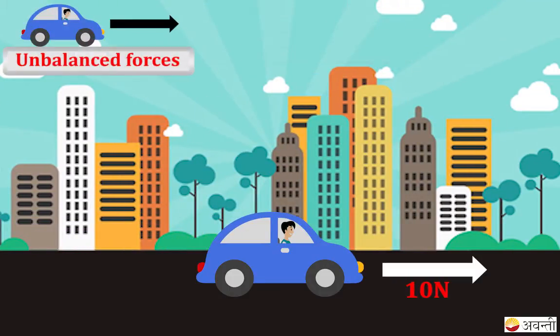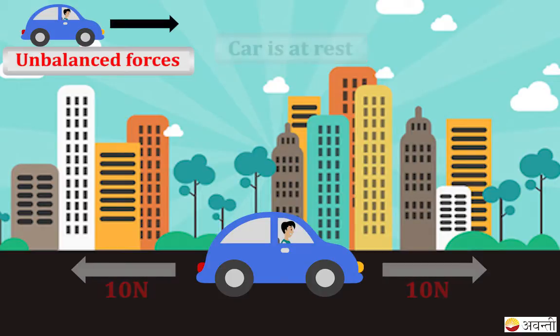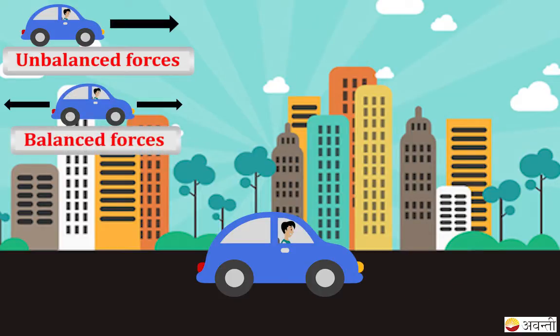Now, let's add another force with an equal magnitude but in the opposite direction on the car. Will the car move now? Definitely not, because both forces simply cancel out each other's effects. In such a system, forces are said to be balanced. So this was when the object was stationary.